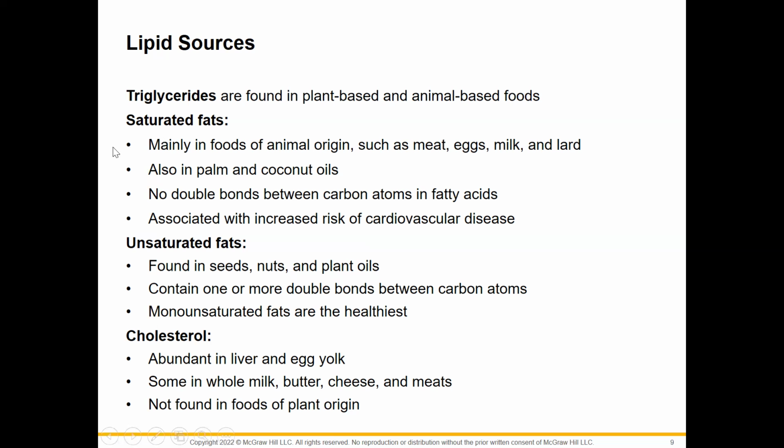So when you're looking at those fats, what type of bonds do they have in the molecules? The types of bonds they have in the molecules will decide whether they are saturated or unsaturated. Your saturated fats come mainly from foods that come from animal sources.